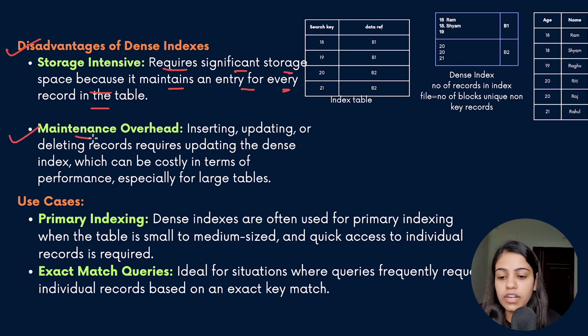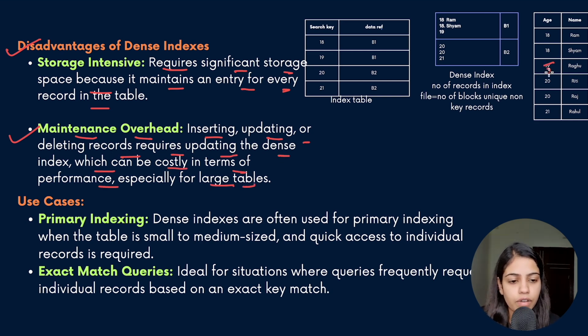Now coming to the next point, maintenance overhead. Inserting, updating or deleting records requires updating the dense index, which can be costly in terms of performance, especially for large tables. Consider in this table, now Raghu has turned 20. So we have updated the value of Raghu's age to 20 here, but we need to update it in the index table as well, because now it will be pointing to a wrong block pointer. Because of this, these operations are very expensive.